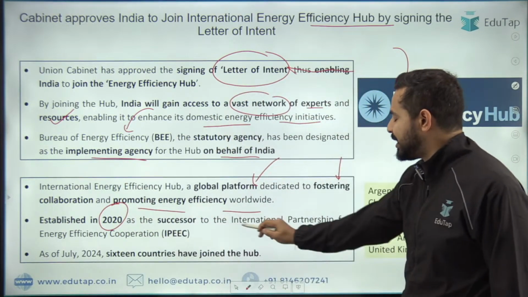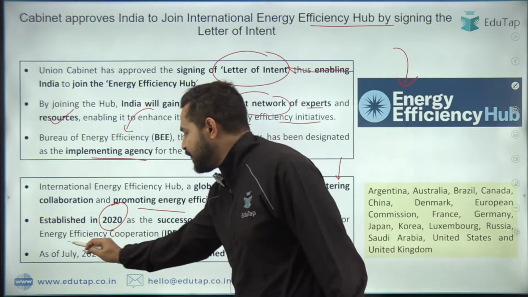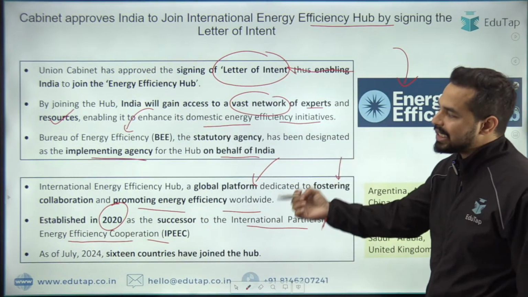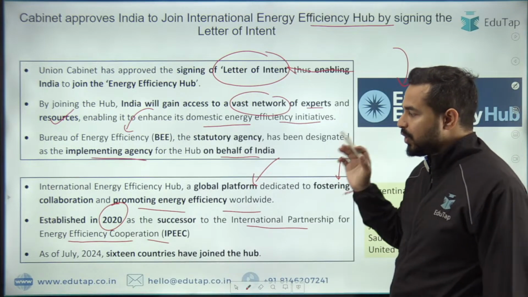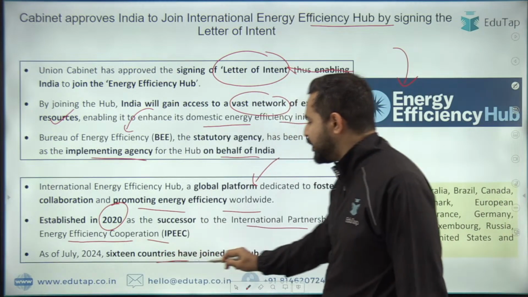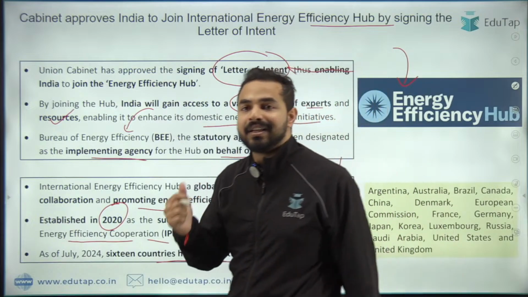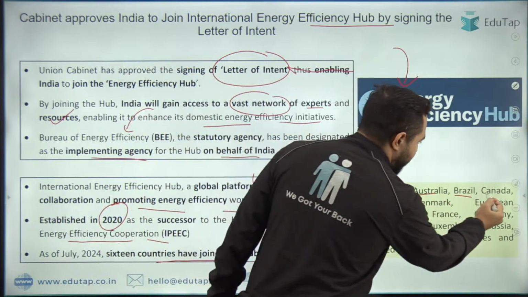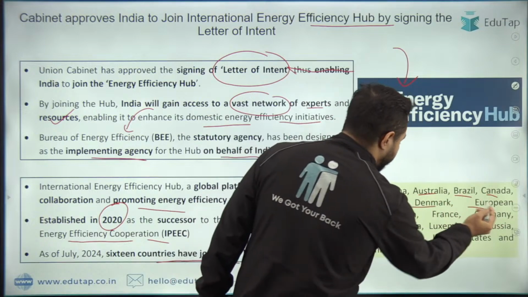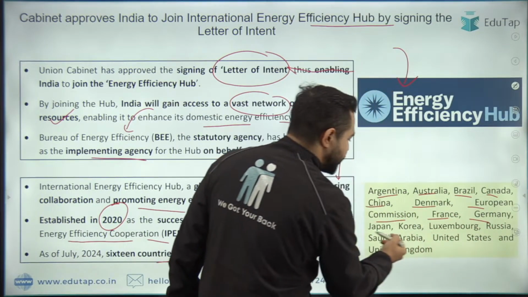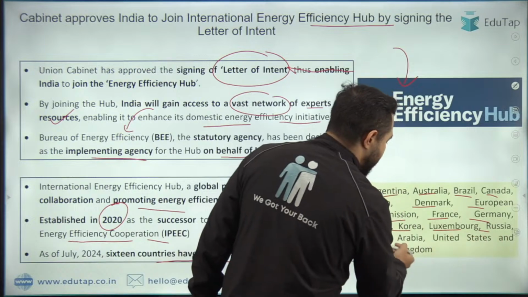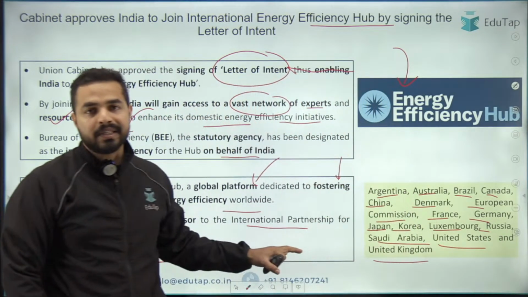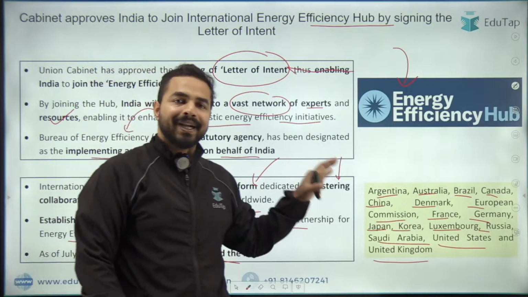It was a successor of International Partnership for Energy Efficiency Cooperation. तो यहाँ पर इसका successor है, that is this International Energy Efficiency Hub. And as of July 2024, 16 countries have joined this particular hub. What exactly are these 16 countries? These 16 countries include Argentina, Australia, Brazil, Canada, China, Denmark, European Commission, France, Germany, Japan, Korea, Luxembourg, Russia, Saudi Arabia, USA and United Kingdom. So all these 16 countries are basically the part of this particular hub.